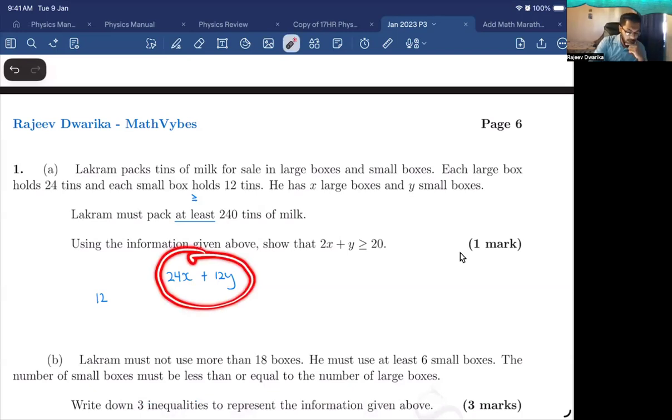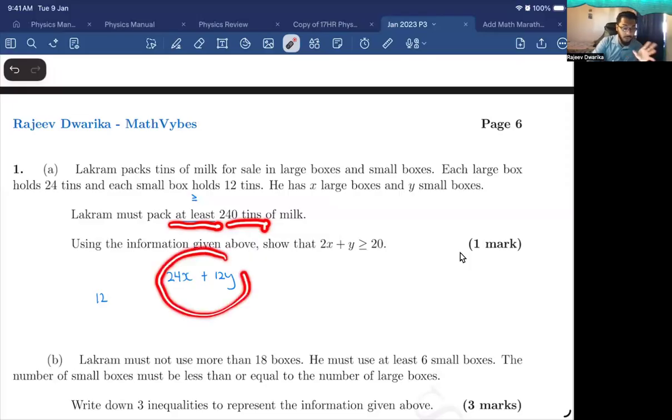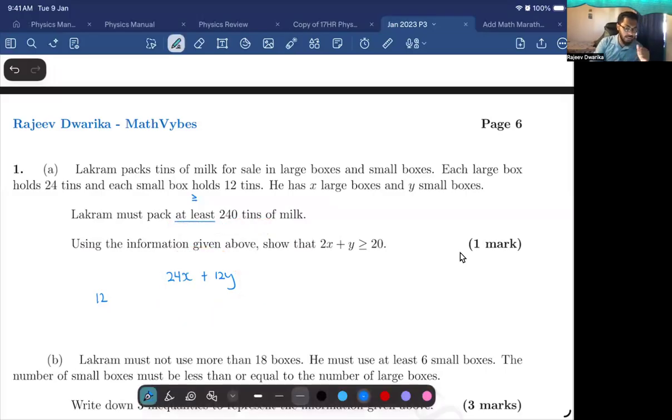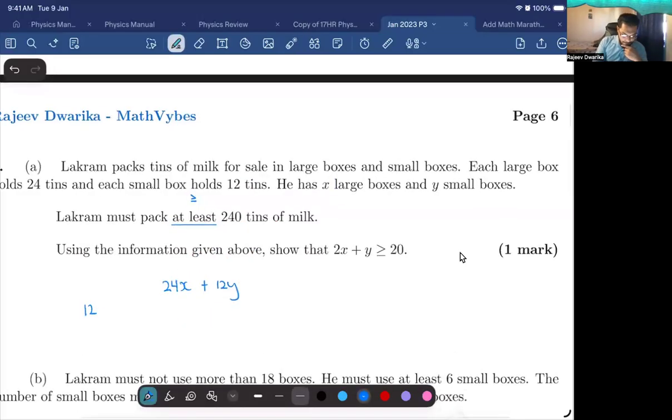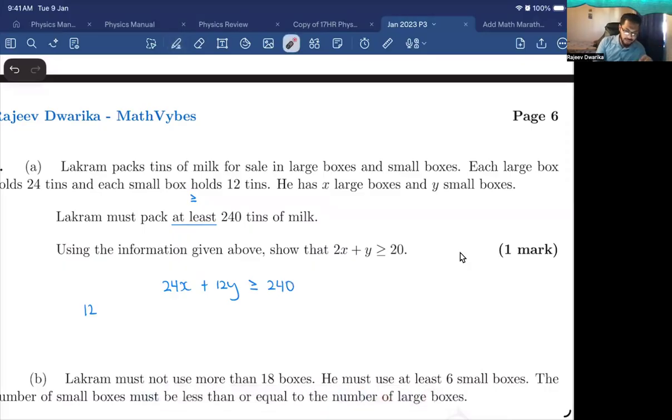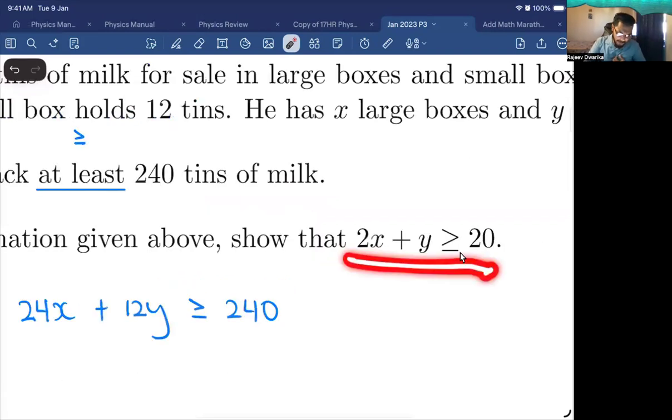No, sir. And guys, they said Lacram must pack at least 240 tins. So what that means is the sum of all the boxes needs to be what? If it's at least, what is the inequality sign going to be? More than or equal to, and the minimum is 240. Exactly. Now, let us look at what we have to show. Over here, what is the coefficient of y?